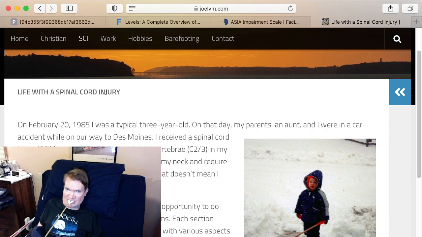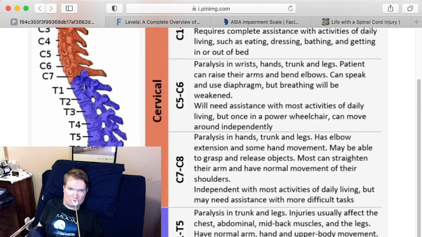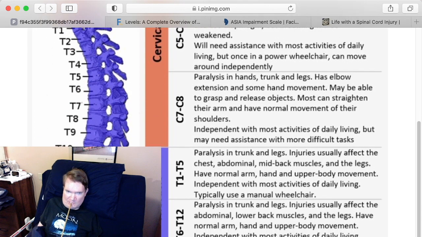So let's look at a little chart here a minute, and we can see this one is color coded. That, as I said, the top 7 there are the cervical numbers. Then in blue we have thoracic or T's. Third we have lumbar, and fourth we have sacral. Now I see these are behind my head mostly, but let's go through these a little bit more.